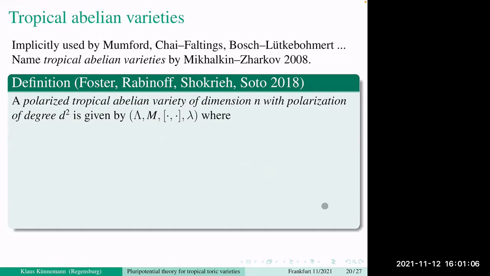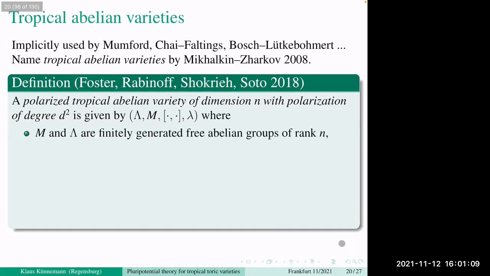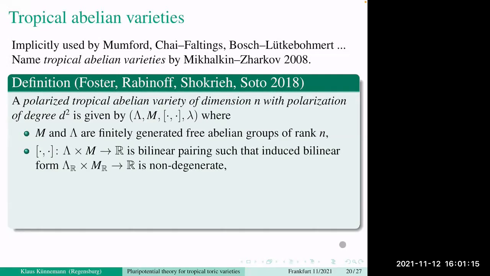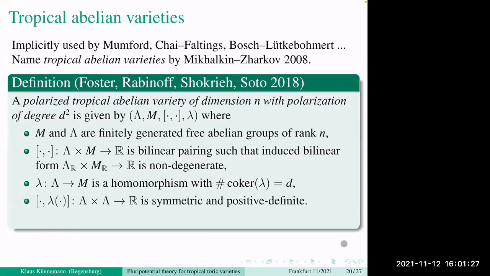This is just a quadruple where M and Lambda are finitely generated free abelian groups of rank n. Then you have a bilinear pairing, which induces a non-degenerate pairing over R. You want a homomorphism which has a finite cokernel, and you want the induced pairing here to be symmetric and positive definite. And you call this Gamma-rational if the pairing here has values in Gamma.